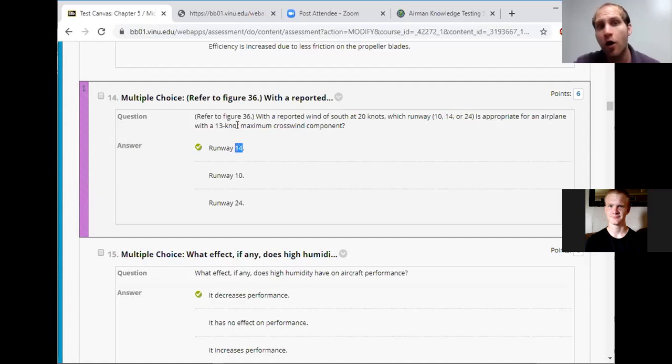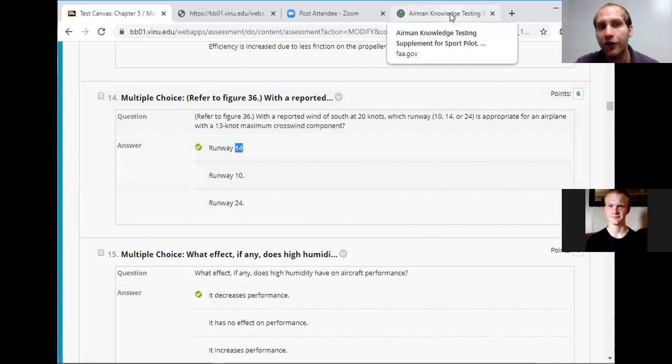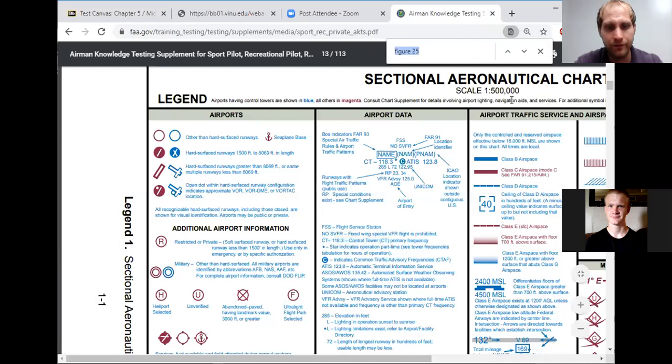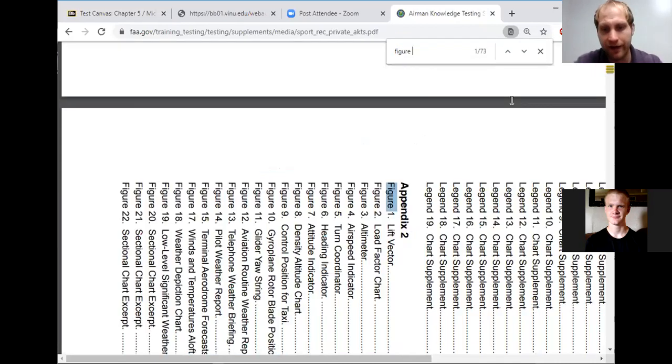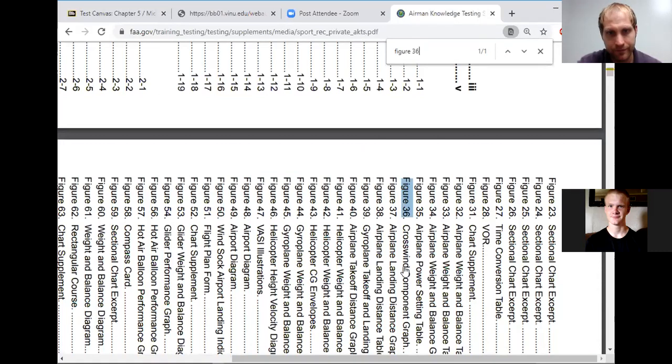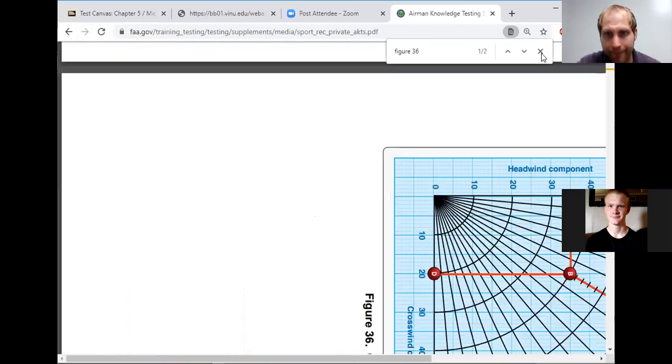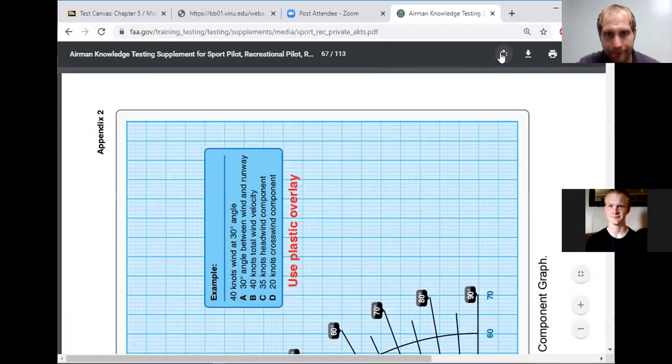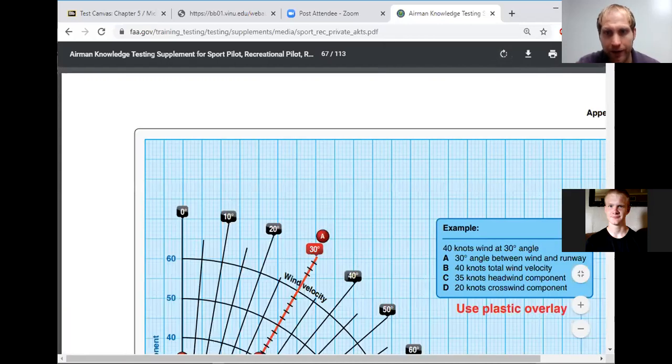With that said, I'm going to open up the figure and walk you through how you could do this problem and spend extra time on it, but you might not want to on the day of the written exam when you're at the timed test. We're looking for figure 36. So we type Control F, figure 36. We need to rotate. Here's a nice looking rotated crosswind component chart.